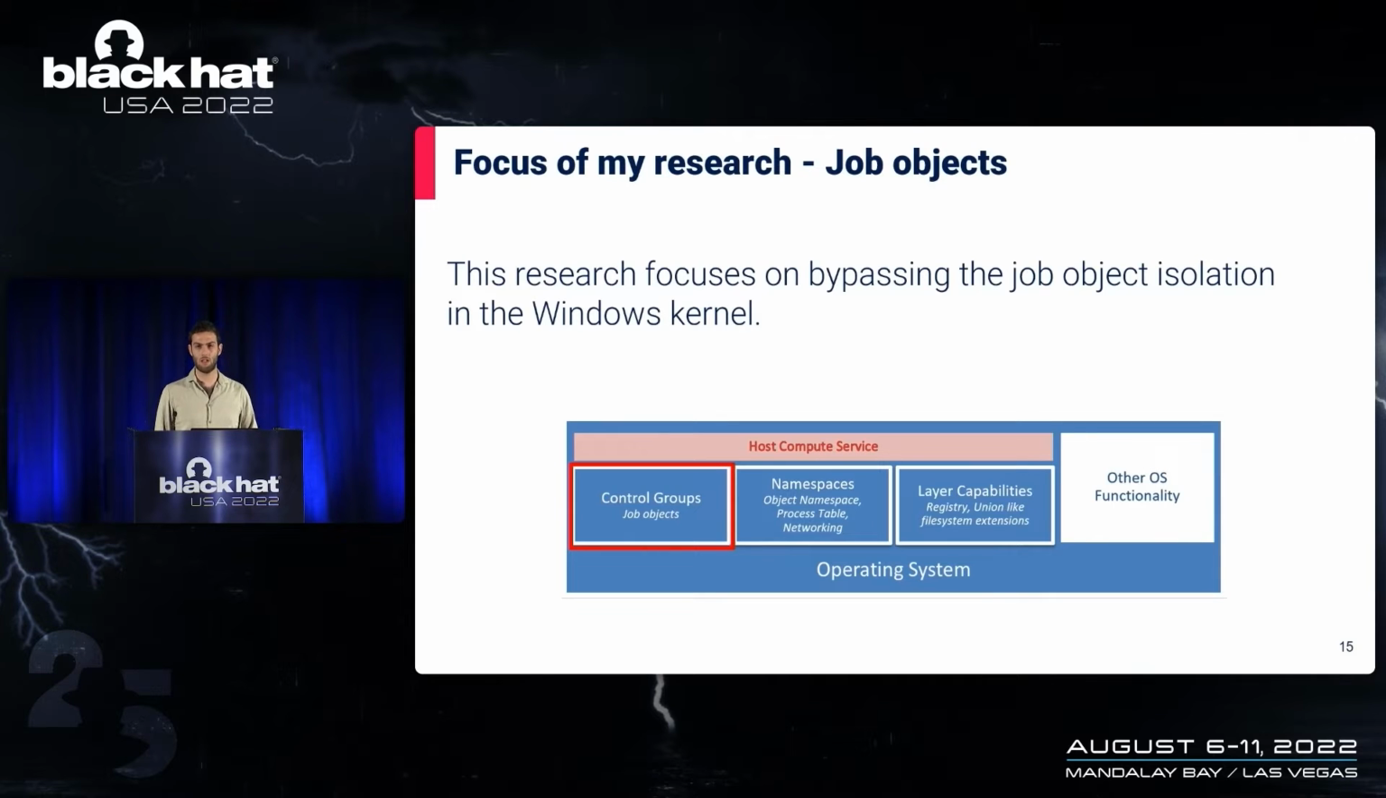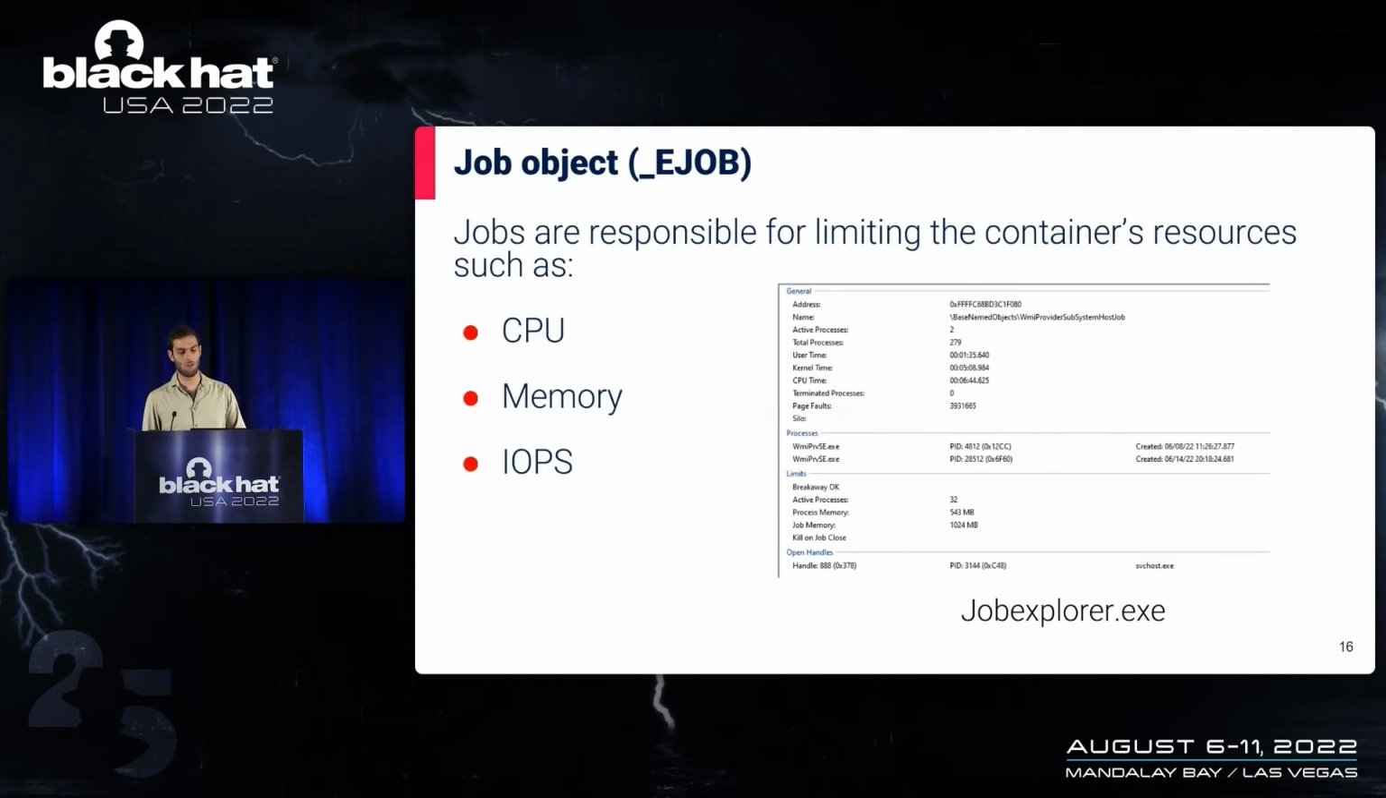Windows container isolation is separated into 3 parts: job object, namespaces, and layers. In this talk I'm going to focus on bypassing the kernel isolation of the job object. So let's understand what a job object is. Job objects were created in Windows a long time ago to group processes as a single unit and manage the resources, for example, CPU time, memory limits, and so on.